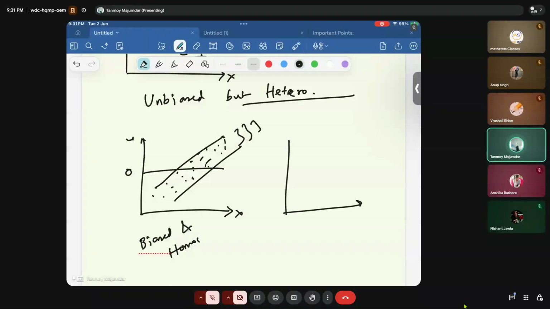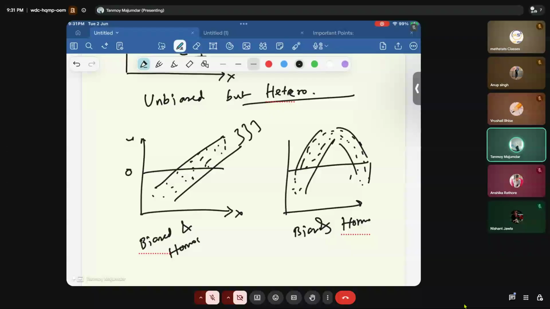Another example, if you want to see, like this. This is also biased and homoscedastic. Why homoscedastic? Because its variation is the same everywhere, that is why it is homoscedastic.